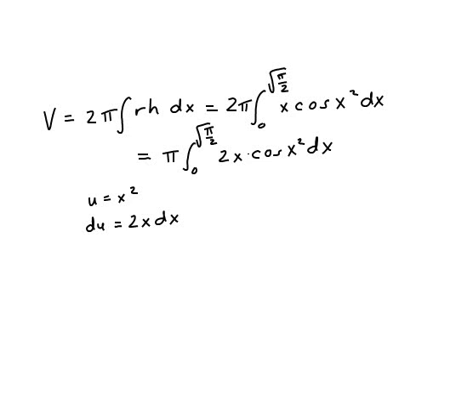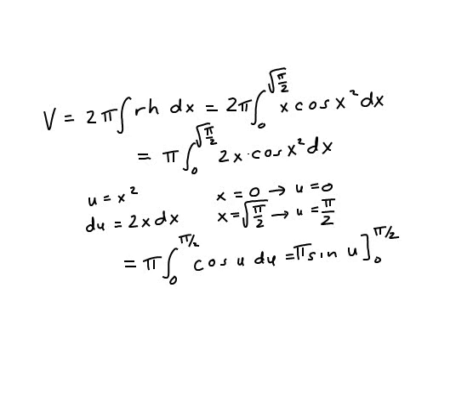Converting our limits of integration, when x equals 0, u will be 0 squared, or 0. When x equals the square root of pi over 2, u will be pi over 2. Substituting, my integral becomes pi times the integral from u equals 0 to u equals pi over 2 of cosine u du. This is really pi times the sine of u evaluated from 0 to pi over 2. And that makes the volume pi.